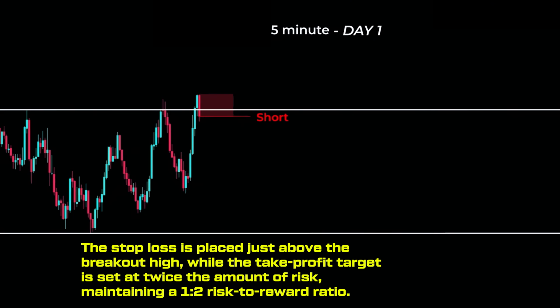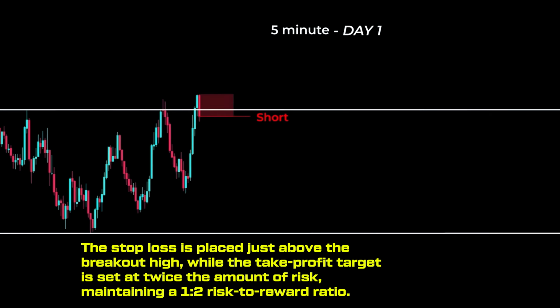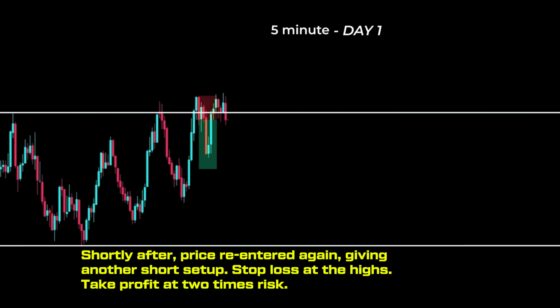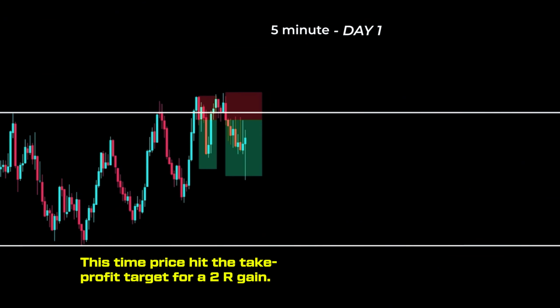Price closed above the range high and then back inside, so that is a short setup. The stop loss is placed just above the breakout high, while the take profit target is set at twice the amount of risk, maintaining a 1-to-2 risk-to-reward ratio. Shortly after, price re-entered again, giving another short setup. Stop loss at the highs, take profit at 2 times risk. This time, price hit the take profit target for a 2R gain.